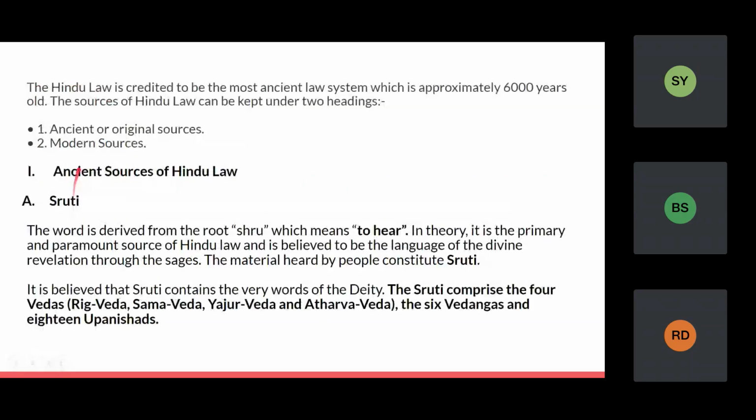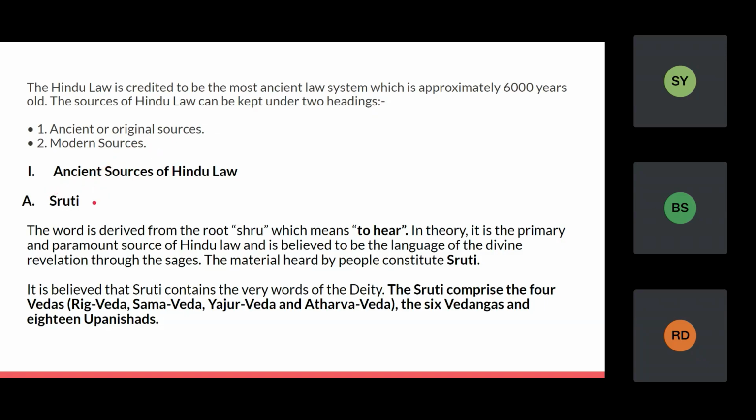The Hindu law is credited to be the most ancient law system. It is the oldest of all, and it is believed to be approximately 6,000 years old. Sources of Hindu law can be divided into two: the ancient or original sources, which are the oldest sources, and modern sources, which, as the name says, are of recent origin.